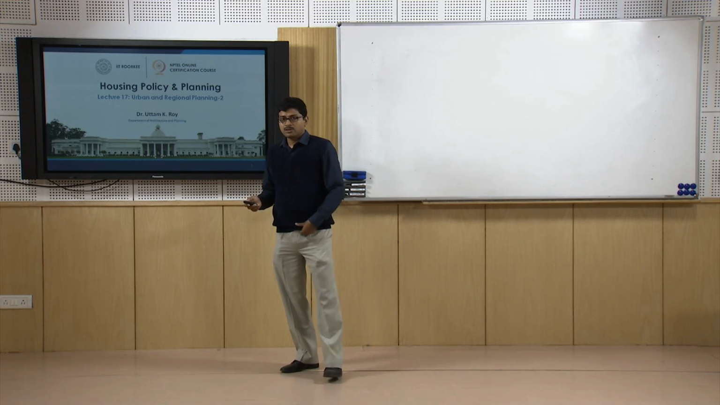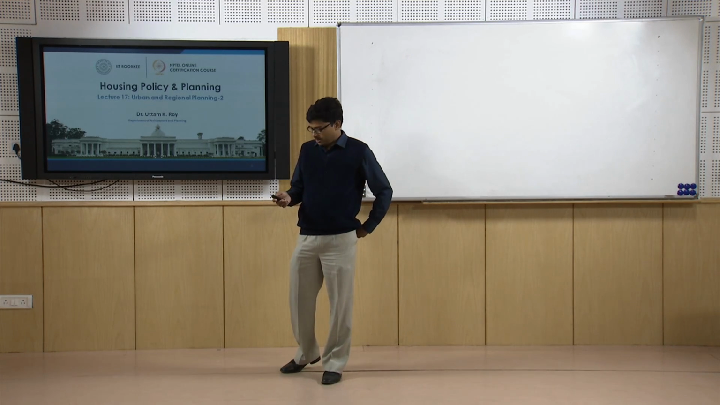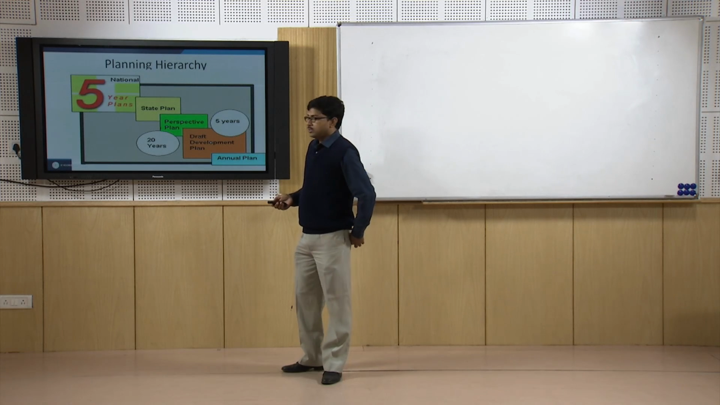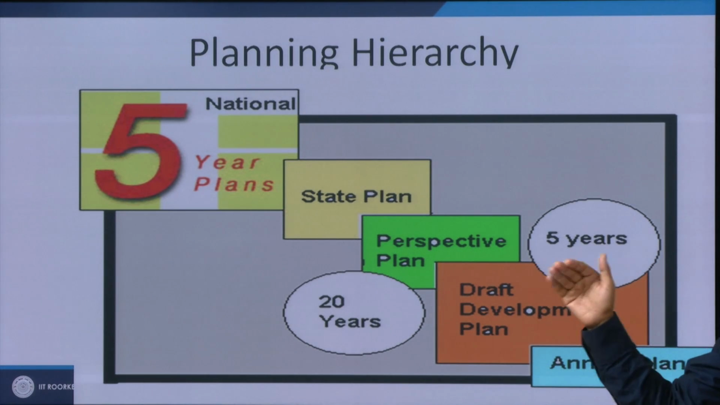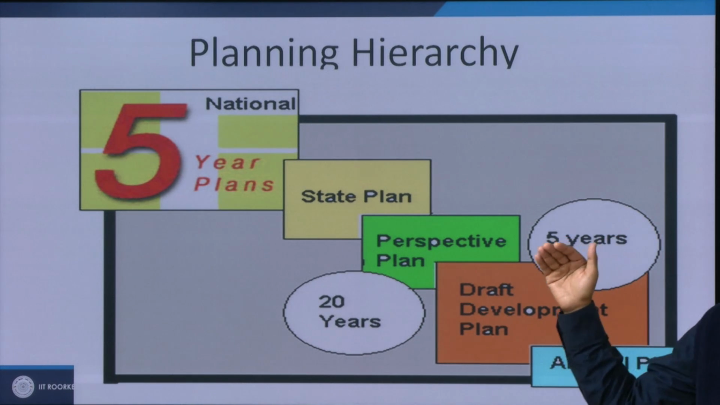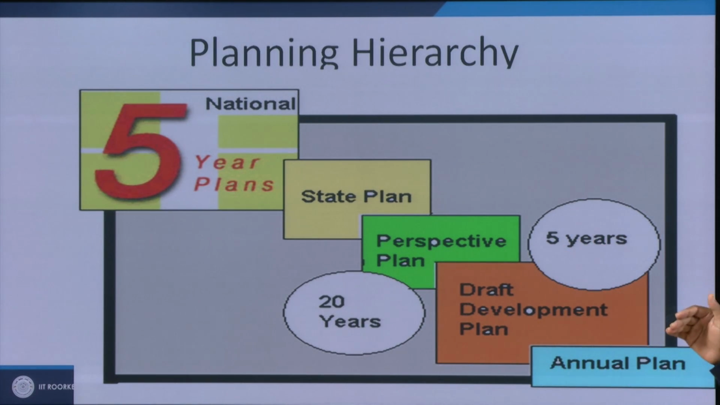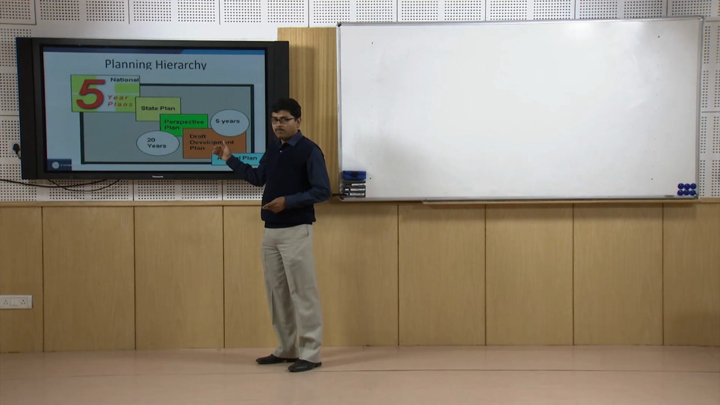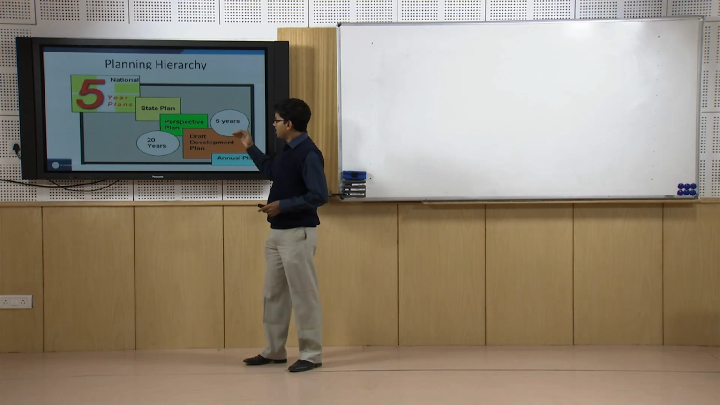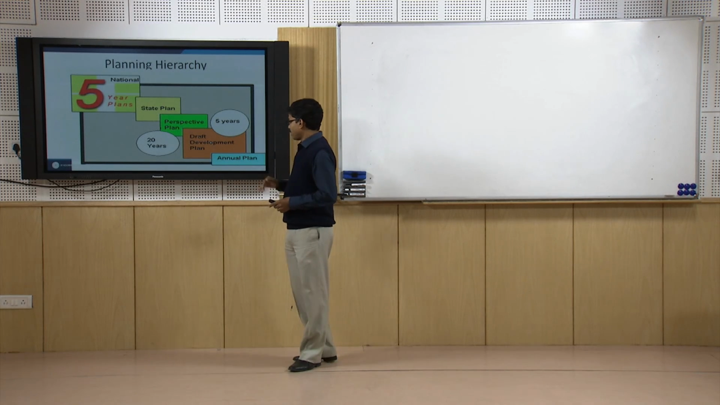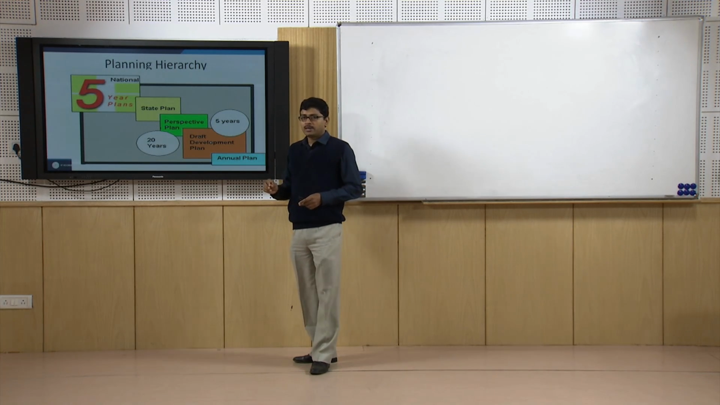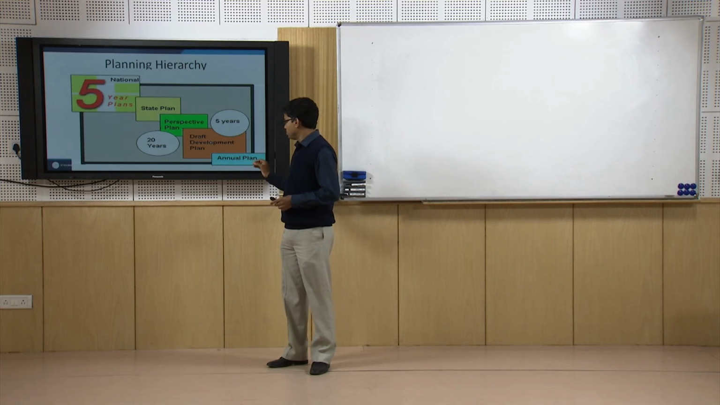the quick sum up of the last lecture. Last lecture we discussed the planning hierarchy of the multi-level planning system in our country, which is at the central level, state level and the local level. At the central level we do a 5-year plan, at the state level also we do a 5-year plan. At the local level we do the draft development plan or city development plan for 5 years, and at the district and metropolitan level we make the perspective plan for 20 years. And also at the grassroots level, like area sabha or gram sabha level, we do the annual plan.